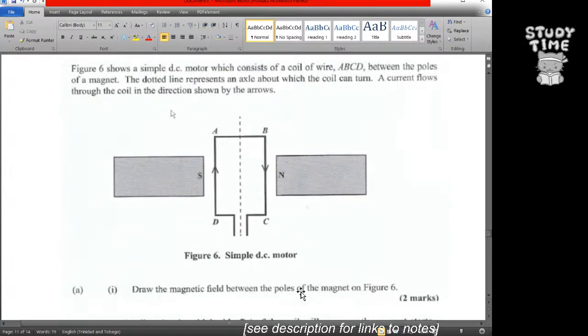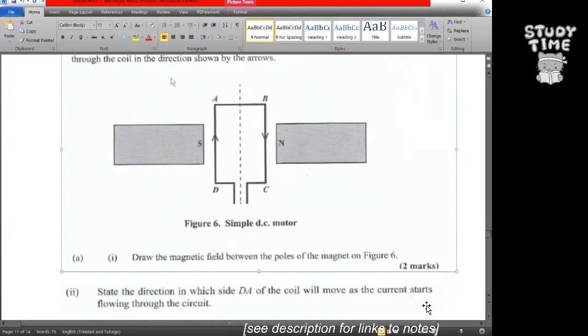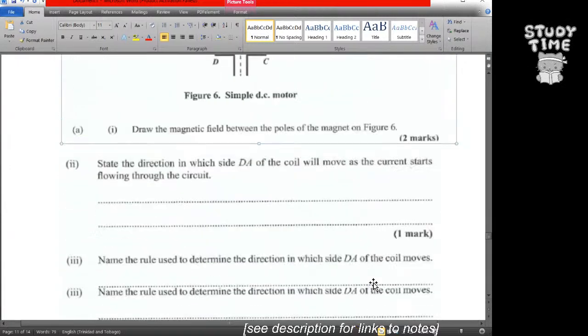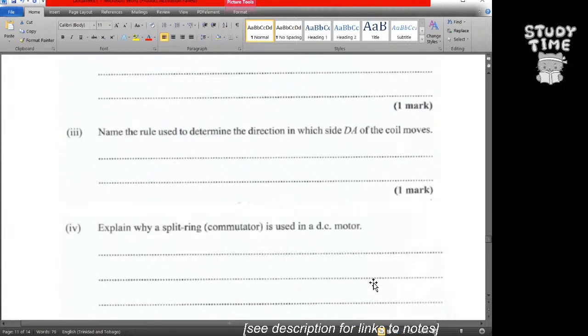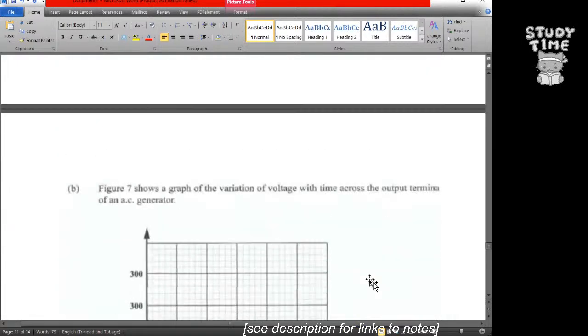Oh, yeah, there's the motors question. Okay. Figure 6 shows a simple DC motor which consists of a coil of wire ABCD between the poles of a magnet. The dotted line represents an axle about which the coil can turn. The current flows through the coil in the direction shown by the arrows. Draw the magnetic field between the poles of the magnet on figure 6. Then state the direction in which side AD of the coil will move as the current starts, and name the rule. Explain why a split ring is used on a DC motor.